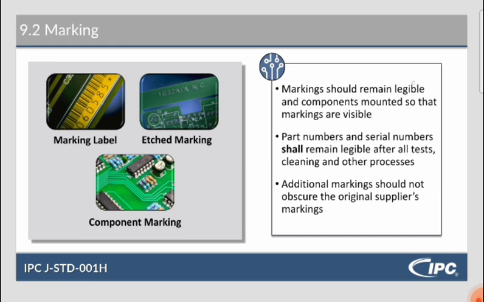Markings should remain legible, and components mounted so that markings are visible. So this is section 9.2. Part numbers and serial numbers shall remain legible after all tests, cleaning, and other processes. Additional markings should not obscure the original supplier's markings. So for part numbers, any markings that you put on as the end user or in preparation for the end user should not violate the original supplier's markings, like lot numbers, part numbers, or anything like that.